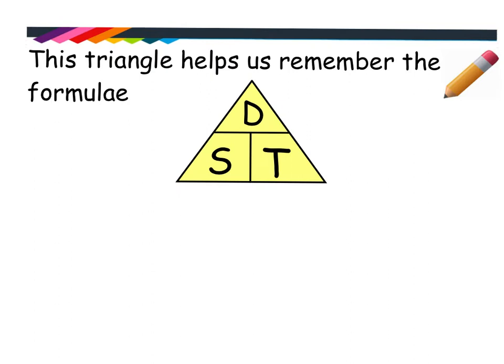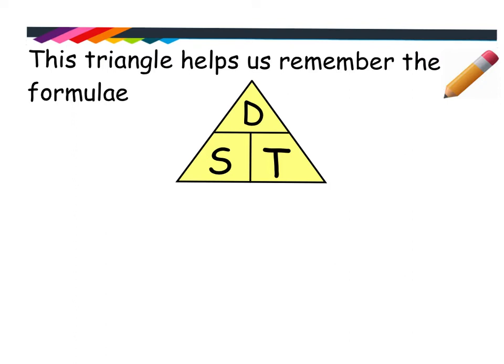Okay? So this is your handy speed, distance, time triangle. It helps you remember all your formulas, and I'm going to show you how. So you have to first of all remember the order that the letters go in. It's alphabetical, DST. Distance at the top, speed and time next to each other, okay?